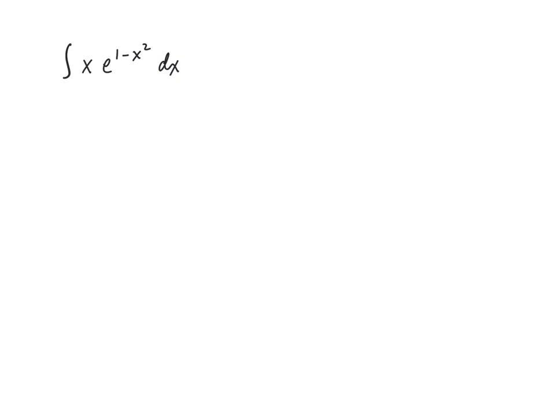Now let's take an example that needs one more little extra step. So let's look at the functions. You have here x and e to the 1 minus x squared. Is there a part there that could be expressed as the derivative of the other? If we look at this, 1 minus x squared, the derivative is actually negative 2x. But we only have x here, so that doesn't work too well.